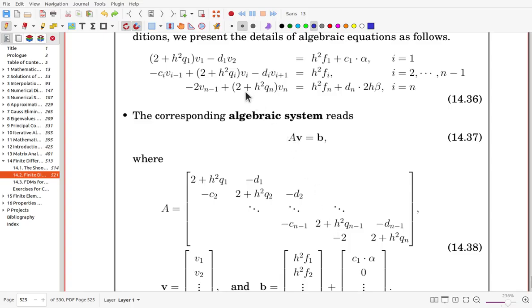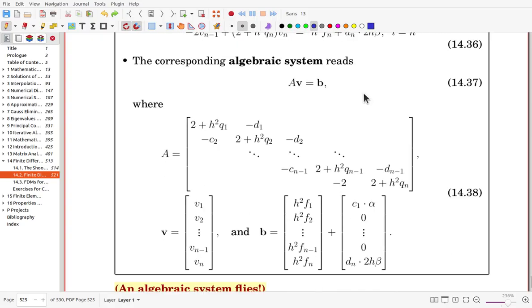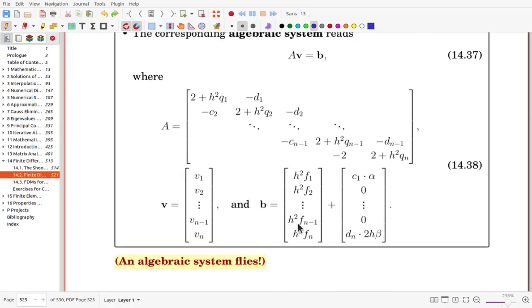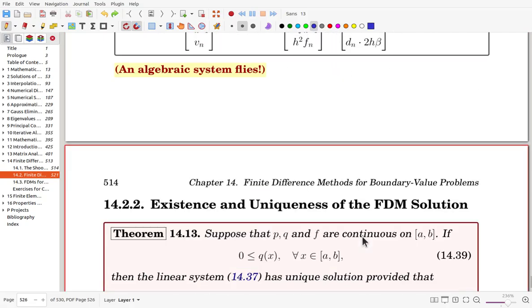And then for the last equation, we have here minus 2 and this quantity. Right? Now on the right side, we have a contribution from f and a contribution from the boundary condition. So here the right side B, this is from the source term. These two values are from the boundary condition. So we got an algebraic system. That's the end of the assembly. So we finished the 4 steps.